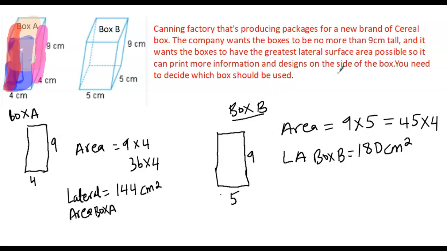So based upon the information that they gave us, they want a bigger surface area so that they can print the nutrition information. So with all the indications, since this 180 is bigger than 144, we will recommend box B for them to use for this production.